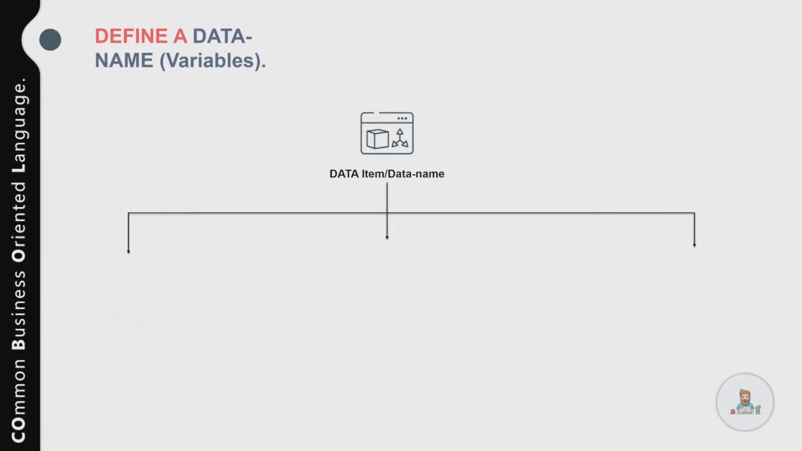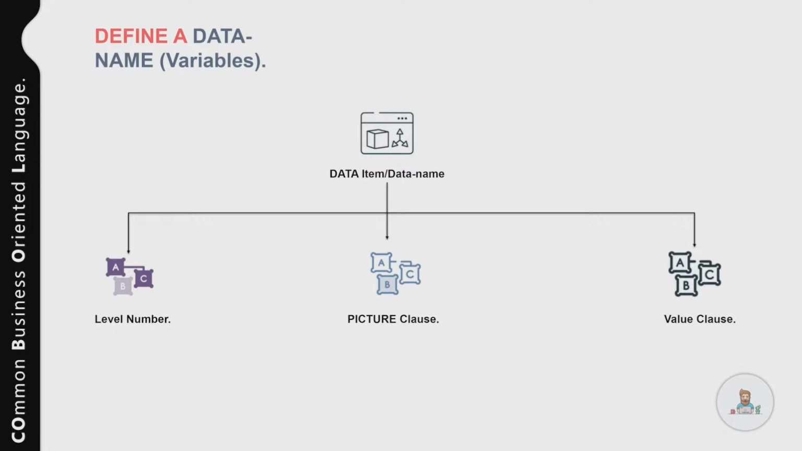Now to define a variable, you need three important things. First one is a level number, that is to specify the hierarchy of individual items in a group variable or in the entire set of variables. After that, you need the variable name itself. Thereafter, you need a picture clause to define the type of data that you will be storing in that particular variable. After that, you need a value clause. This is used to assign the initial value to that particular variable. And we're going to deep dive into all these three important components in our next slide.